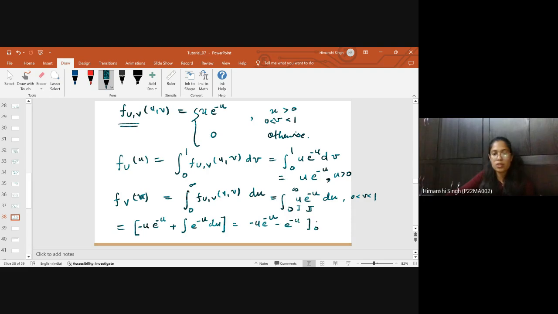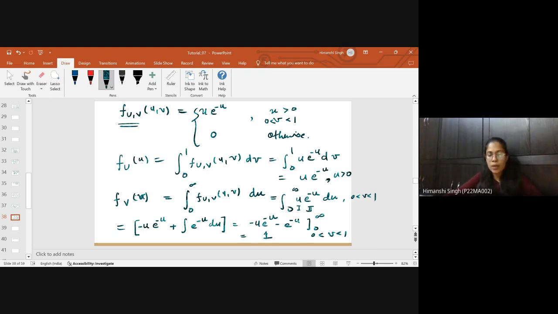So this is from 0 to infinity. The upper limit will always give you 0, and the lower limit will give you 0 here, 1 here, so it will be 1. Okay, so it is 1 for 0 < v < 1. So you can notice that v has a uniform distribution on the interval 0 to 1. Okay, so this is the marginal of u and this is the marginal of v.